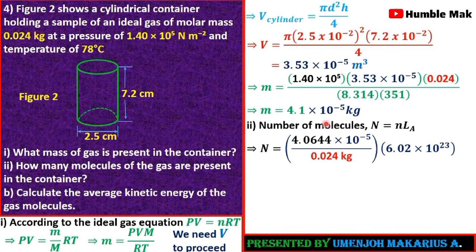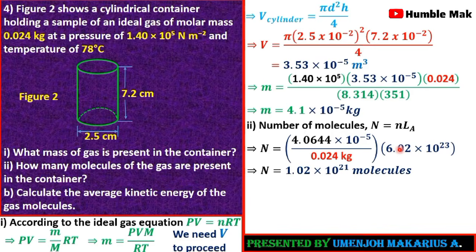But, friends, this is an approximate answer. We need to get the exact answer, which is more accurate. So we are going to have 4.0644 times 10 raised to the power negative 5. The molar mass is 0.024 kilograms. Avogadro's constant is 6.02 times 10 raised to the power 23. Simplifying this, we have an answer of 1.02 times 10 raised to the power 21 molecules. So these are the number of molecules present in that cylinder.